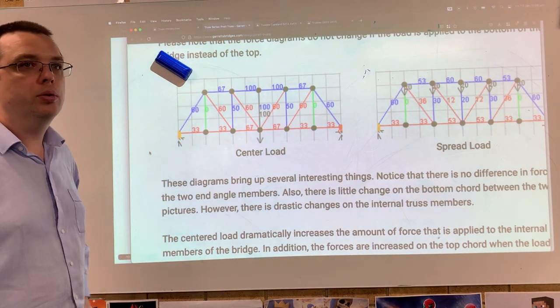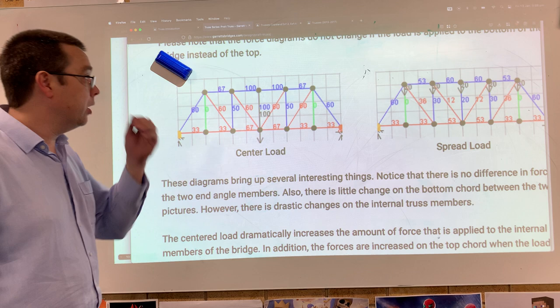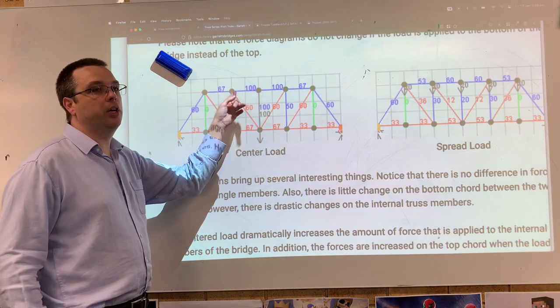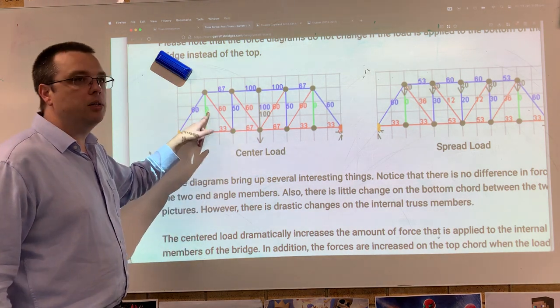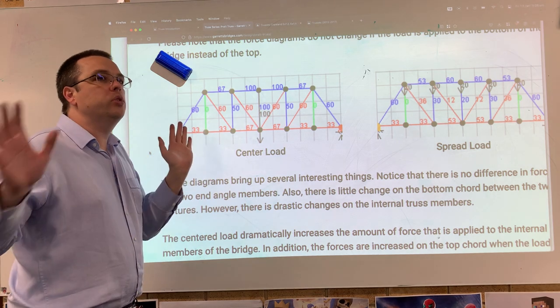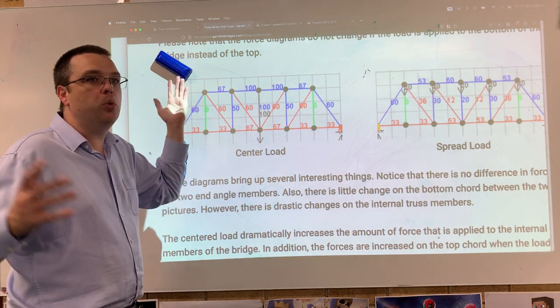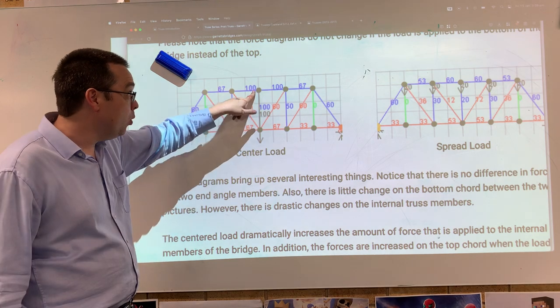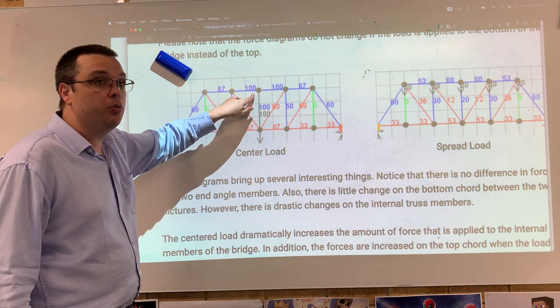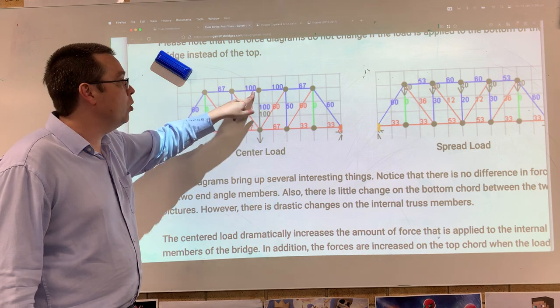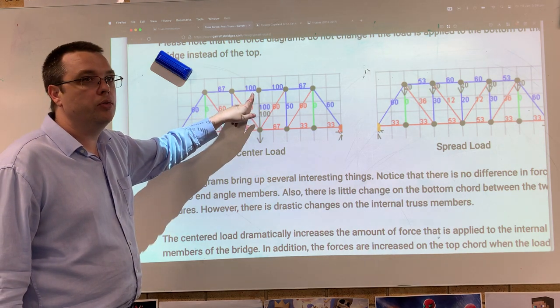The 100 or the zero? Zero. 100. Great. Okay, the 100 is where it's most likely to break. Is exactly right. So here, this member, no force is being applied at all to that member, right there. Zero force is being applied there. Whereas this member here is doing heaps of work, right? It's taking all that load, taking 100 newtons of load.